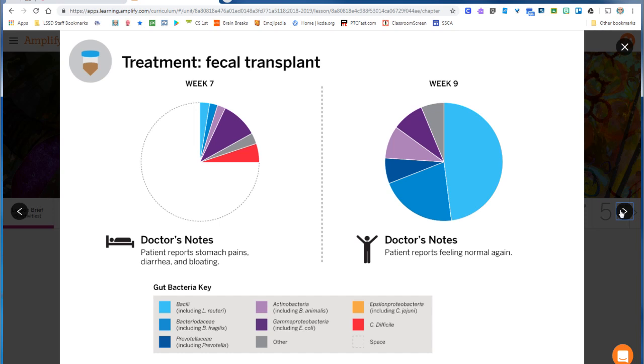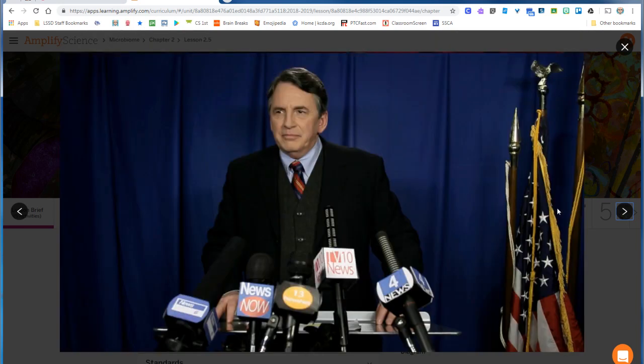And then I'll remind you of the senator and the bill. Okay, so this is all about the bill about cutting funding for fecal transplant research. We want to keep that in mind because that is what our argument is going to be focused on.